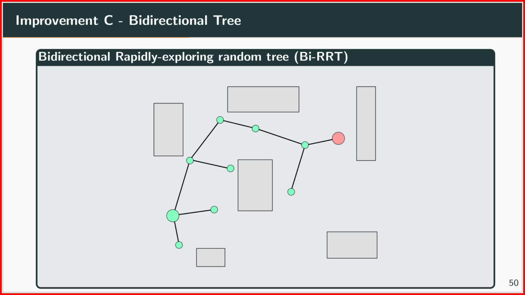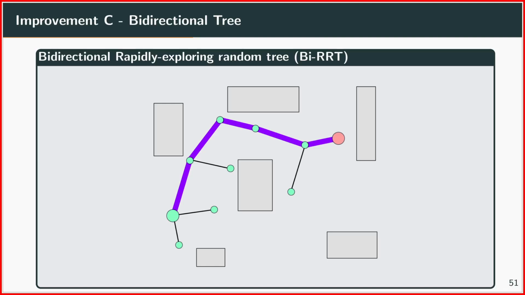And if they can, you connect them, and then you can create a path by starting from one of your trees, going to your connection point, and then going from the connection point to your start. The way you actually connect them is that you take the latest configuration which you have just added to one of your trees, compute the nearest neighbor in the other tree, and then try to connect them. So this is a very simple way to always check if 2 trees are connectable.